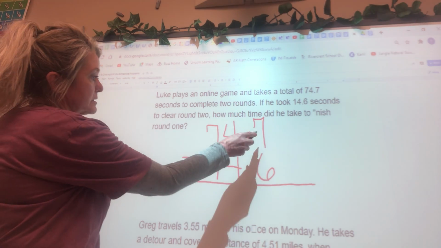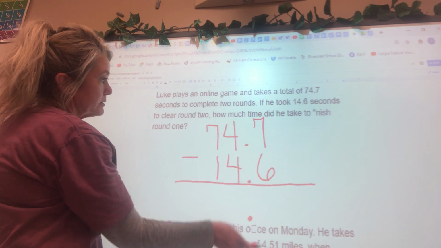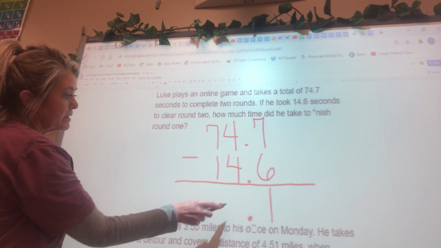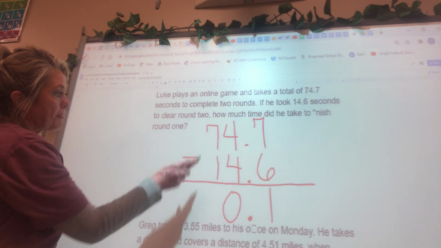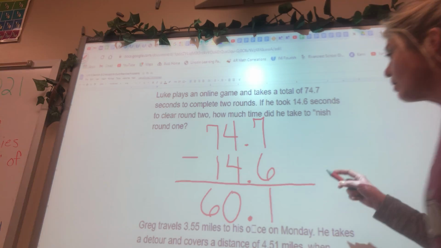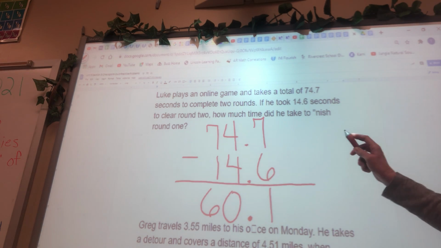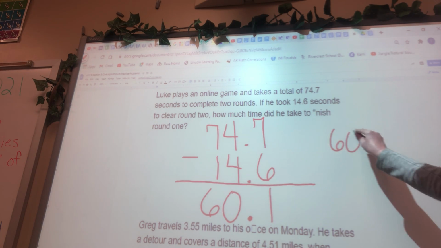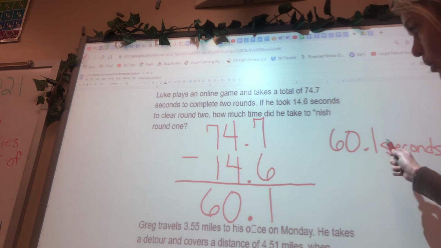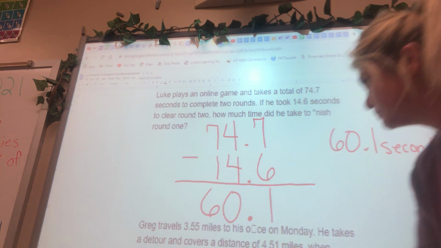So we bring the decimal on down. 7 minus 6 is 1. 4 minus 4 is 0. And 7 minus 1 is 6. So for the first round, it took him 70 and 1/10 seconds. So always make sure you label.